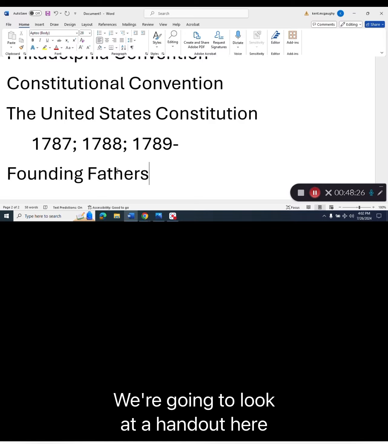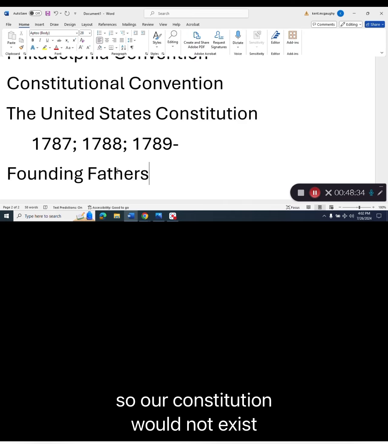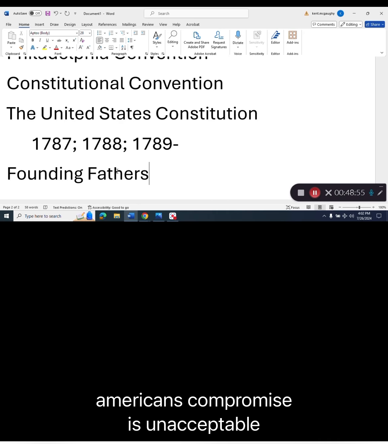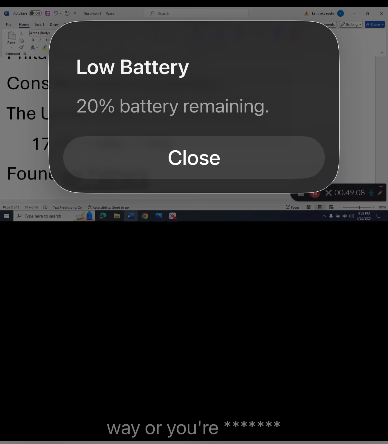We're going to look at a handout here shortly that focuses on the Constitution as a bundle of compromises. So our Constitution would not exist had the framers of the Constitution been unwilling to compromise. And today, again, for too many Americans, compromise is unacceptable. They refuse to compromise. You either do it their way, or you're screwed.